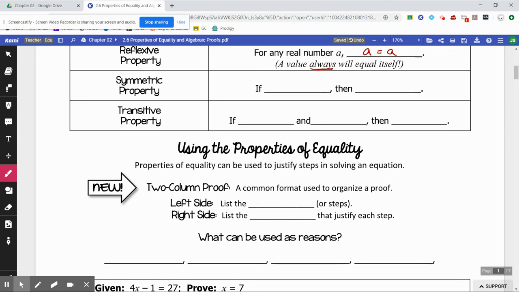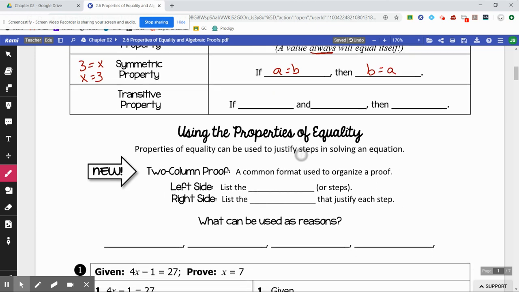The symmetric property says that if A is equal to B, then B is equal to A. Now, let me explain when you're going to use that. If you solve an equation and you come down to the end and you have 3 equals x, well, you can flip that around and say, then x equals 3, and that's the symmetric property.